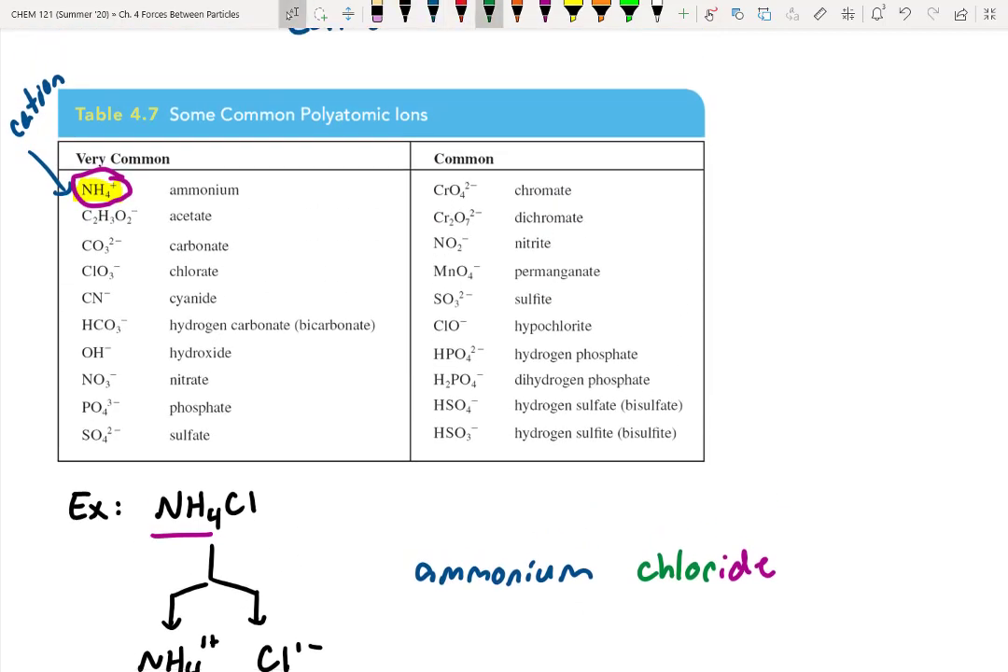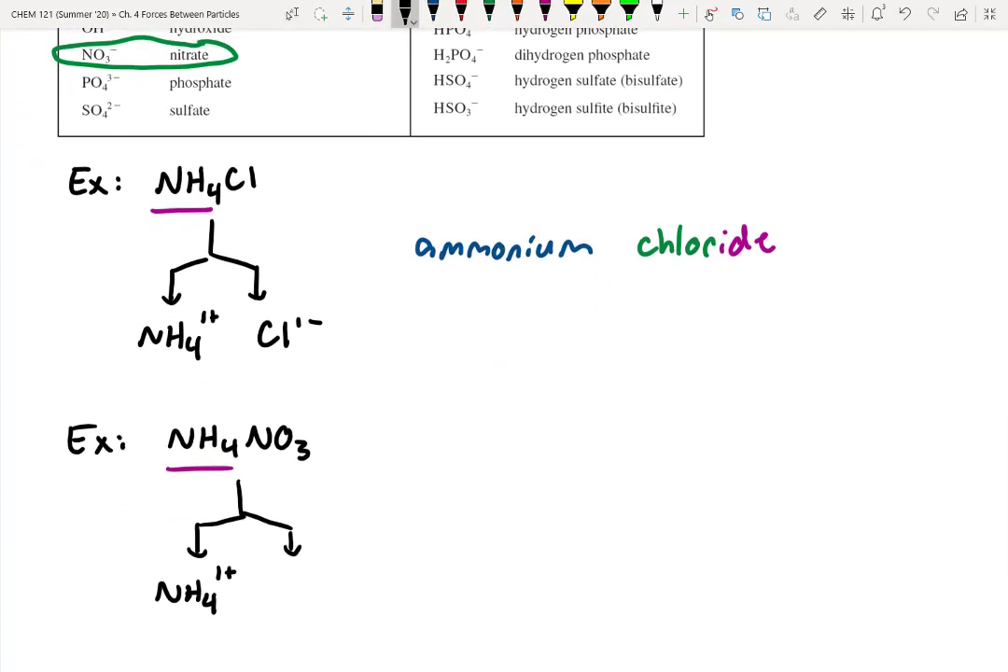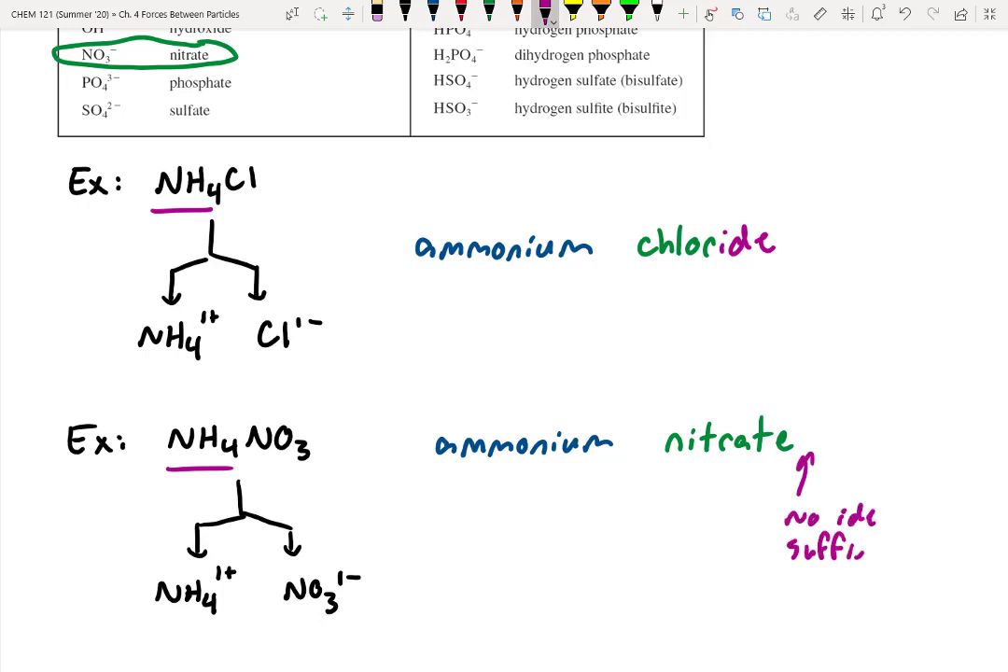Let's go ahead and look at where that would be. If I look at this, NO3 is nitrate. It's NO3 1 minus. As you can see, the 1 plus and 1 minus cancel out. So I would say ammonium, and then I would just do nitrate. You don't need to include the IDE suffix, so no IDE suffix with polyatomic ions.